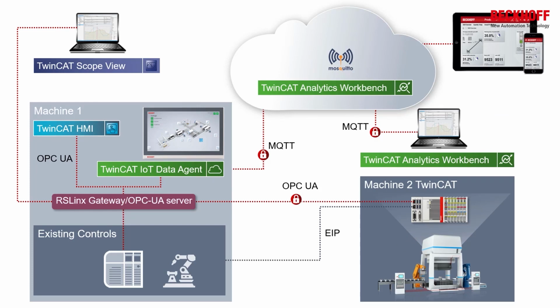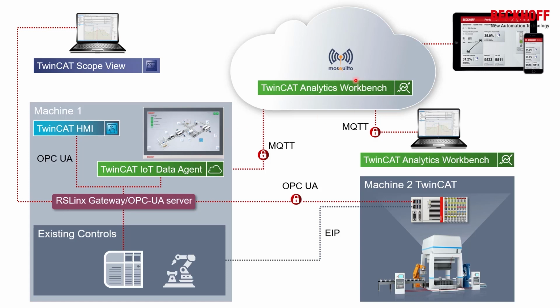Okay, so let's do a little summary. We took an existing controller, in our case a Rockwell controller, and enabled it to be an OPC UA server. We connected that to TwinCAT HMI with our start, stop, and counter buttons. We then could graphically view that data, anything exposed over the OPC UA server, inside of our TwinCAT Scope View. Then we set up the data agent with just a few clicks, drag and drop, so that we could use that data and send it to the cloud.